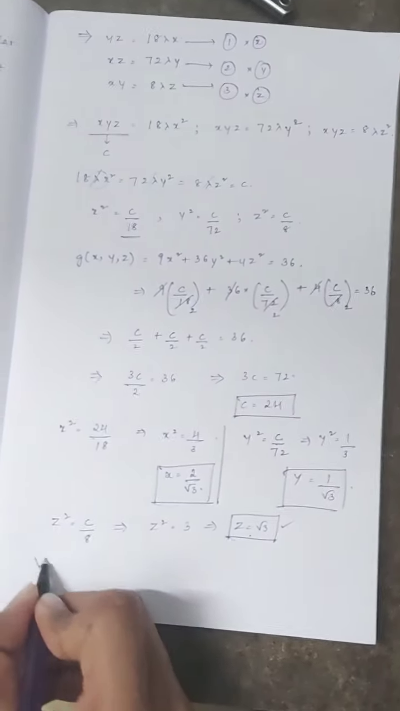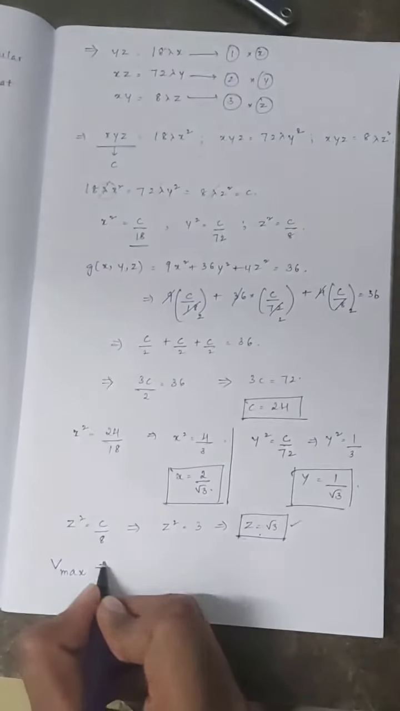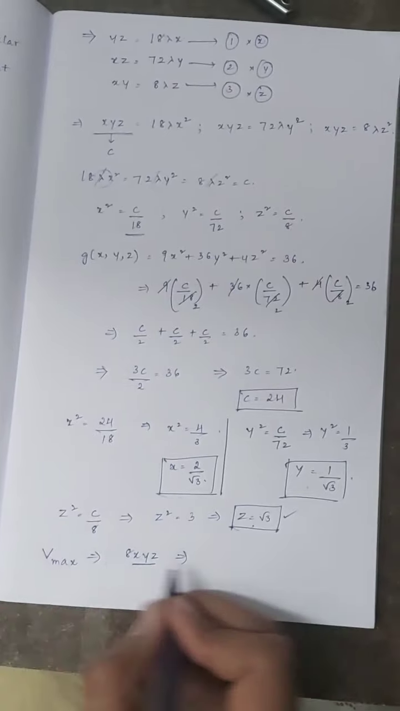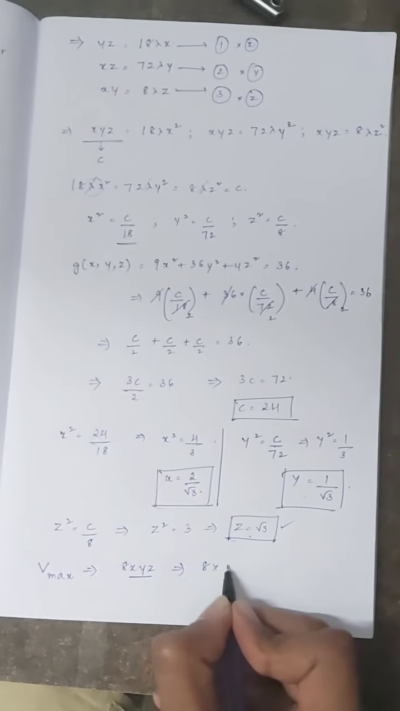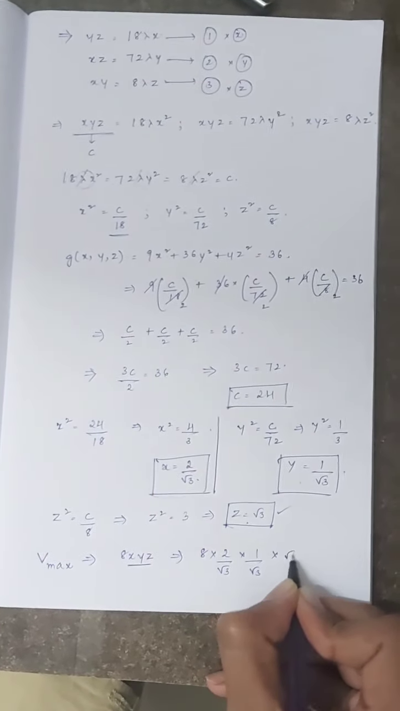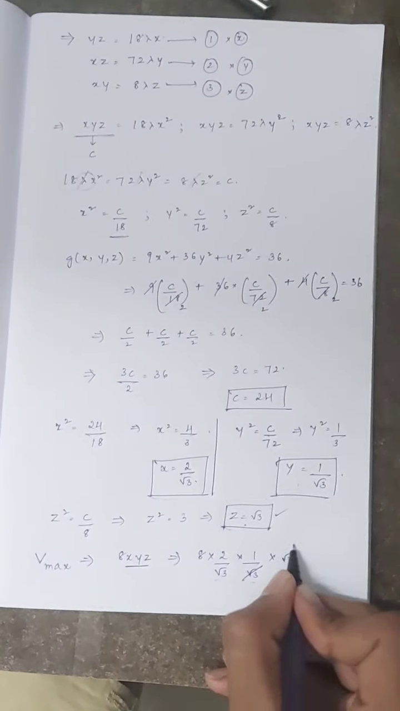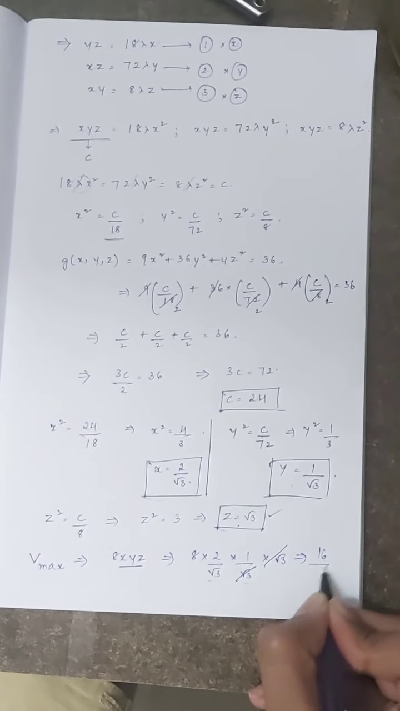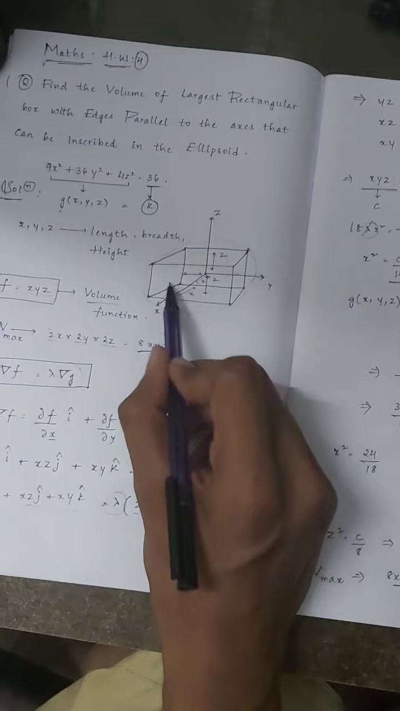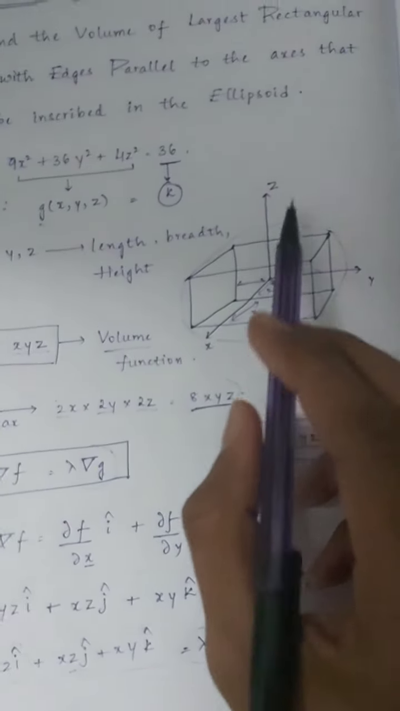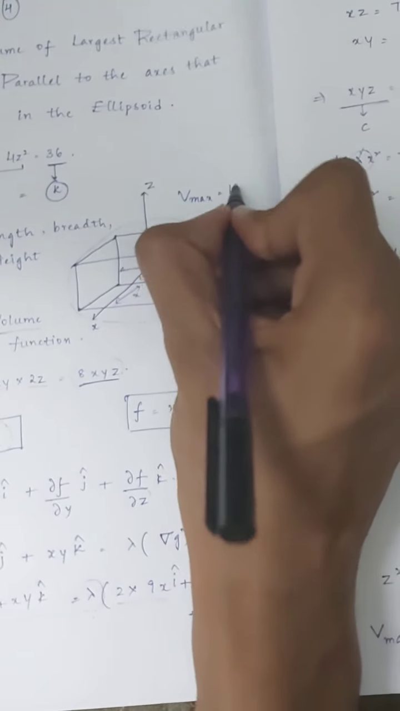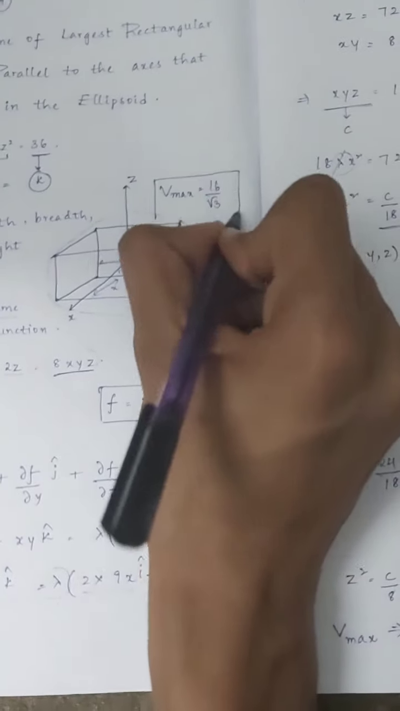So let us substitute in the Vmax function, which is nothing but 8xyz. Substituting the xyz values, it is 8 into 2 by root 3 into 1 by root 3 times root 3. These are the xyz values. So it would be 16 by root 3. So the maximum volume of this rectangular box, which can be inscribed in an ellipsoid, is nothing but 16 by root 3. So this is the final solution.